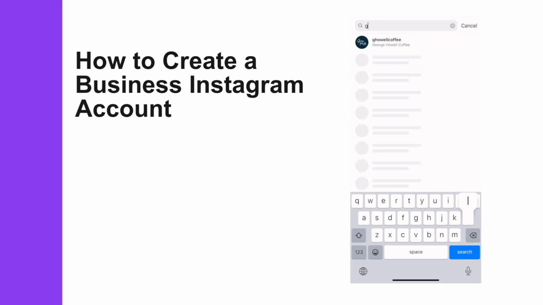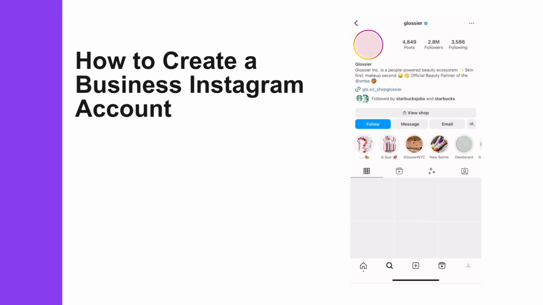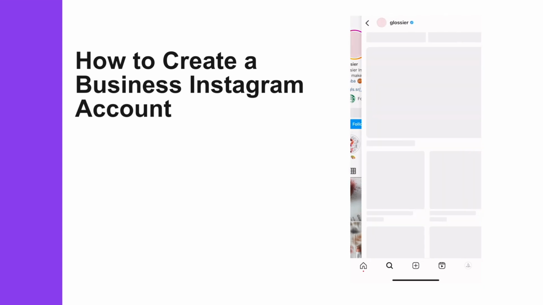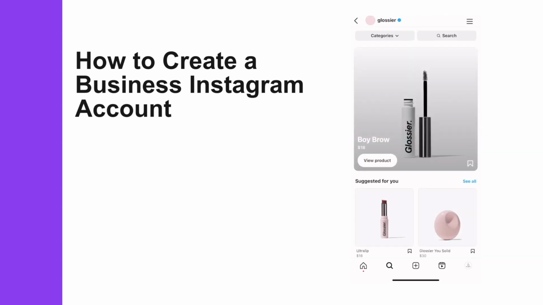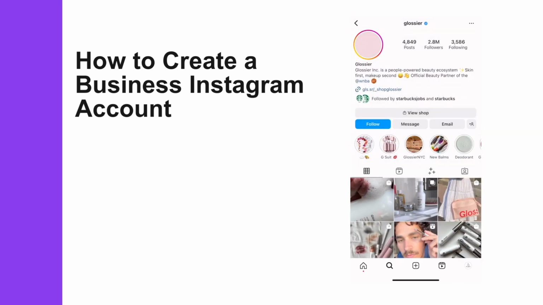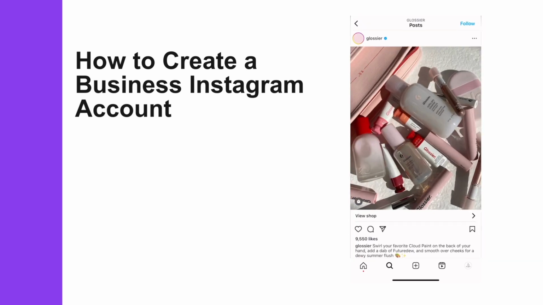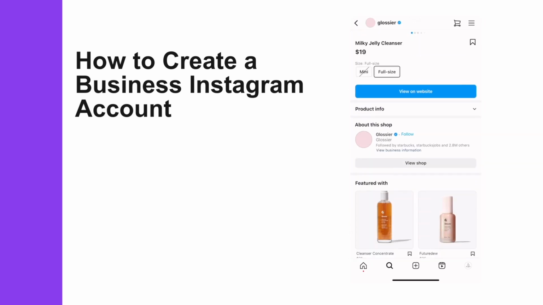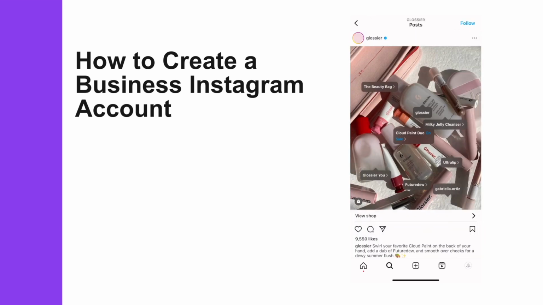The second type of business account I'd like to show is for e-commerce or retail. So this one's for Glacier, a beauty makeup brand. The biggest difference you see here is the Instagram shop where you can see the product catalog, and what's even better, you can have the product tags directly on your post, and it's also linked to your website.